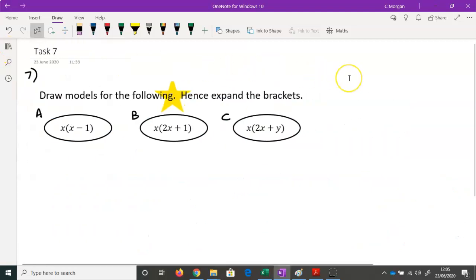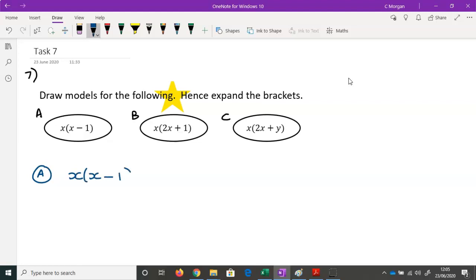Have a look at task 7. It says draw models for the following and hence expand the brackets. I don't mind if you just expand the brackets from the rule that I've given you. Have a go and press pause.